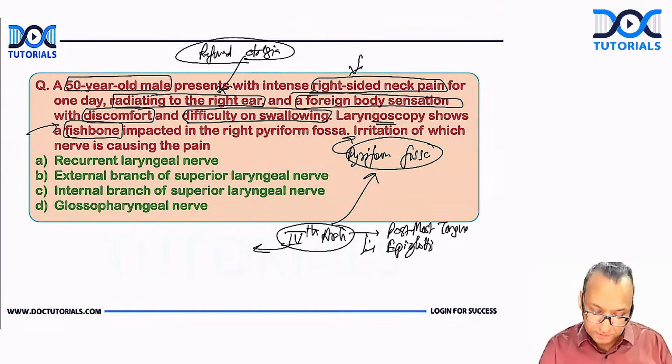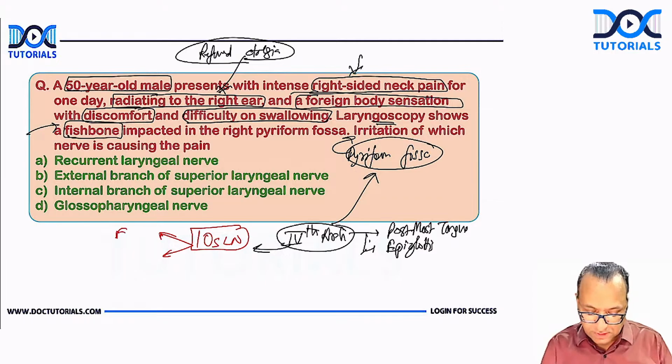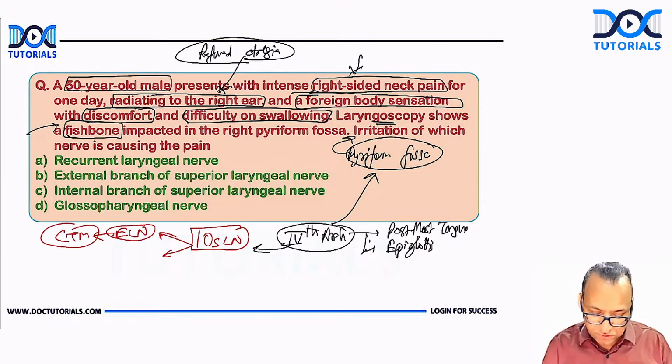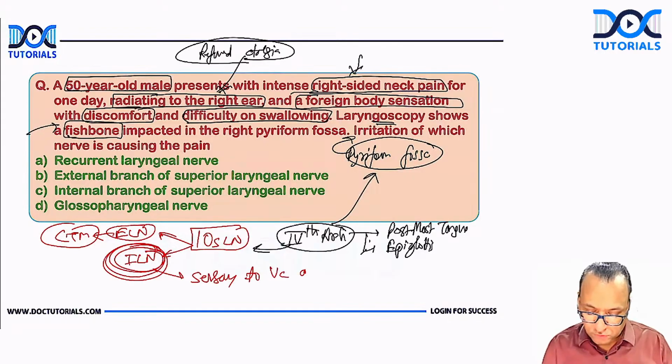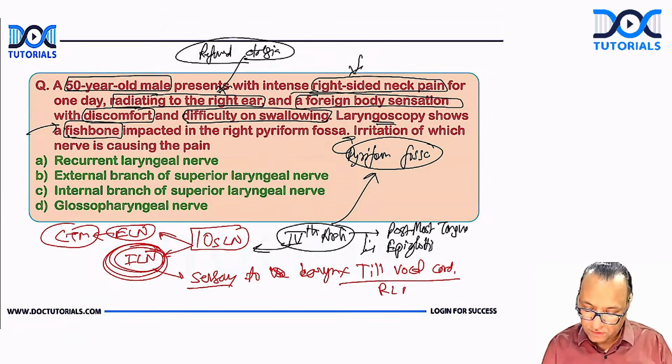Who is the nerve of the fourth arch? It is the superior laryngeal nerve. But the superior laryngeal nerve is motor also. It is the external laryngeal nerve which is motor to the cricothyroid muscle, and there is also the internal laryngeal nerve. So we are basically talking about the internal laryngeal nerve because it is the sensory nerve. It is sensory to the larynx till the vocal cord, because below the vocal cord, it will be the recurrent laryngeal nerve.